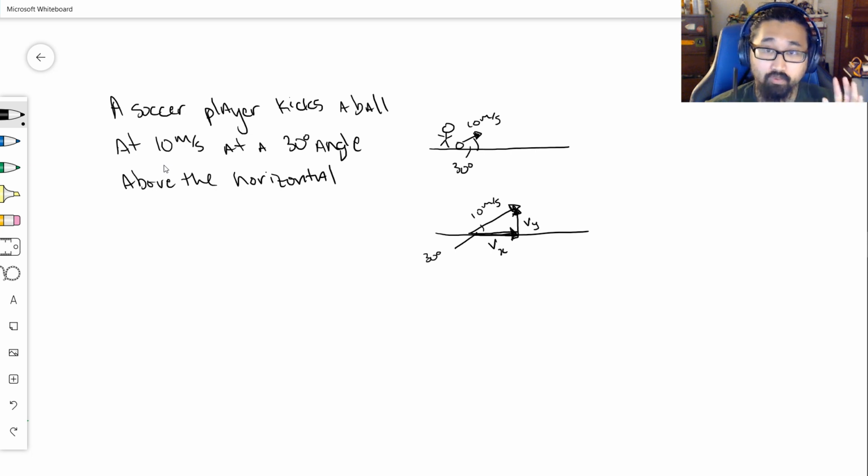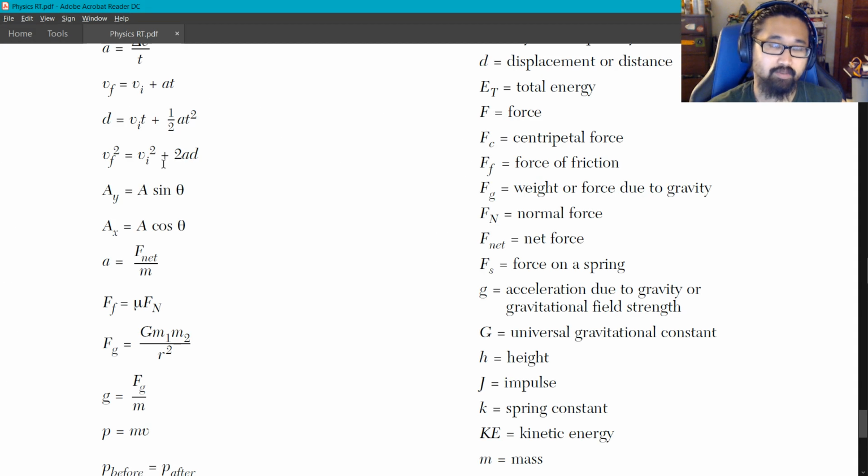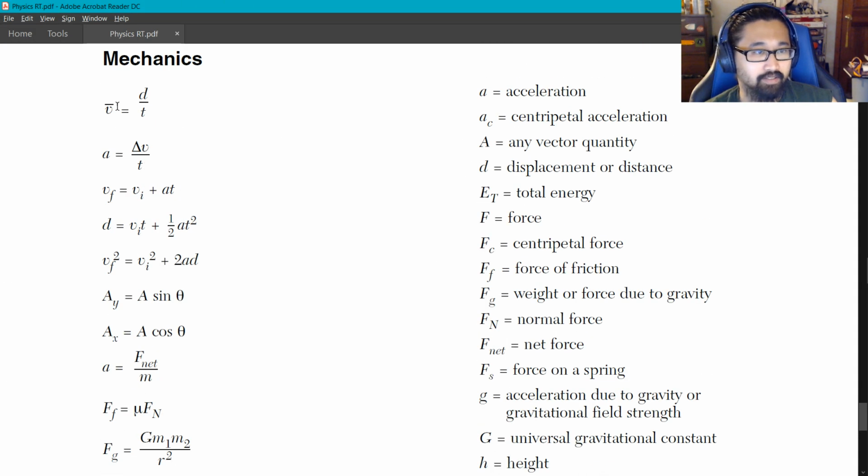A really nice thing about this particular trig is that you don't really need to remember exactly SOHCAHTOA. If you check your reference table, you should recognize that we've talked about these, and next, you see these. A_y is A times sine theta. A_x is A times cosine theta. Now, what's A? A is just any vector quantity. Velocity is a vector, so this applies.